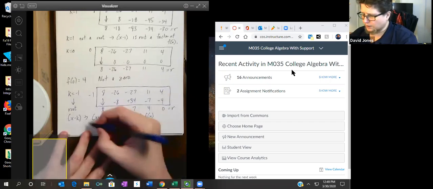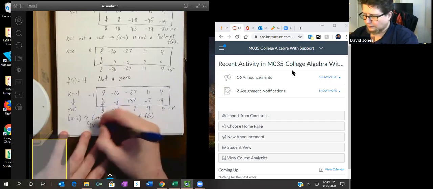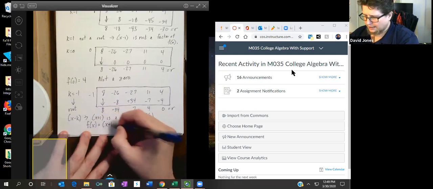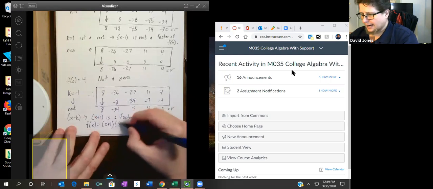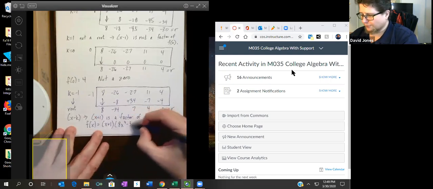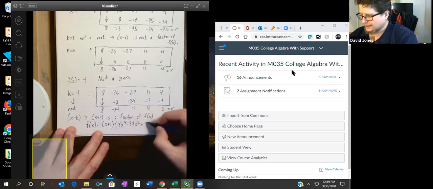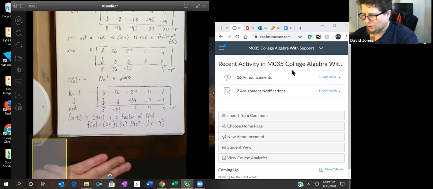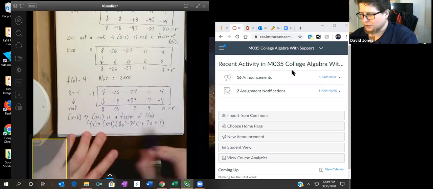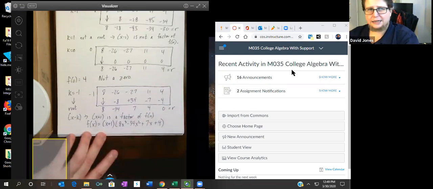And it tells us what's left over. We've got x plus 1, and these are the coefficients of what polynomial one degree lower: 8x cubed minus 34x squared plus 7x plus 4. And if we wanted to keep going, we'd start working with this one rather than the bigger one because there's fewer numbers.